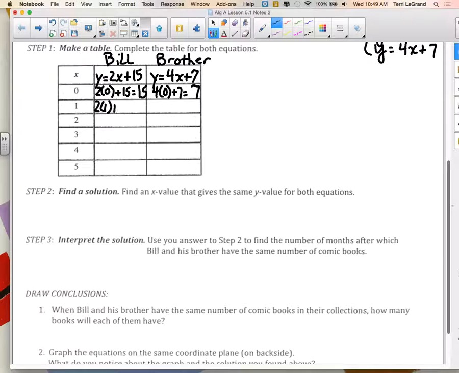Go ahead and complete that table, because I know you can. Substitute in your given x values and do the multiplying, then the adding, and get your y value, how many books they will each have after that amount of time.